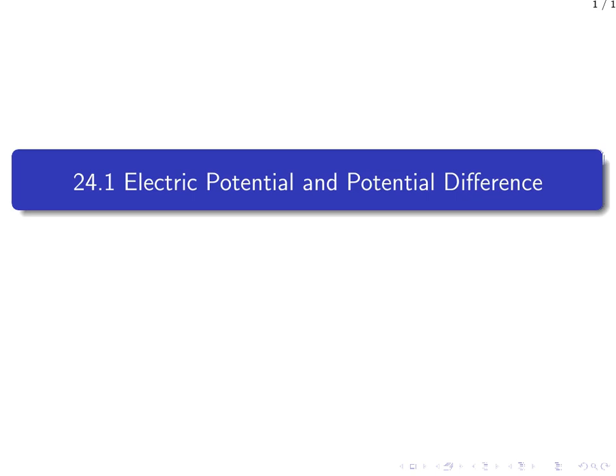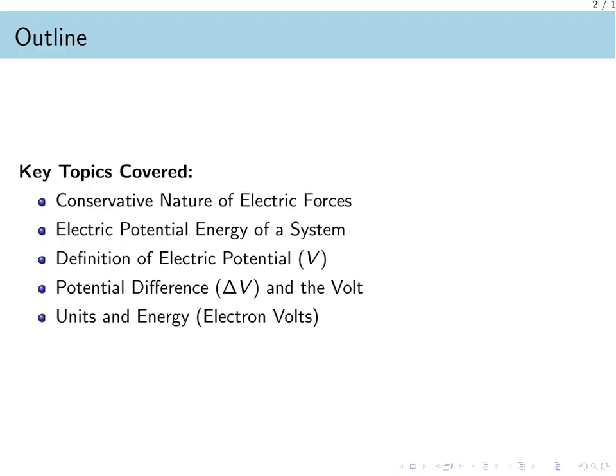24.1 Electric Potential and Potential Difference. In this session, we will explore several key topics related to electric potential. We begin by discussing the conservative nature of electric forces, which allows us to define the electric potential energy of a system. From there, we will provide a formal definition of electric potential, denoted by the symbol V, and distinguish it from potential difference, often called voltage.